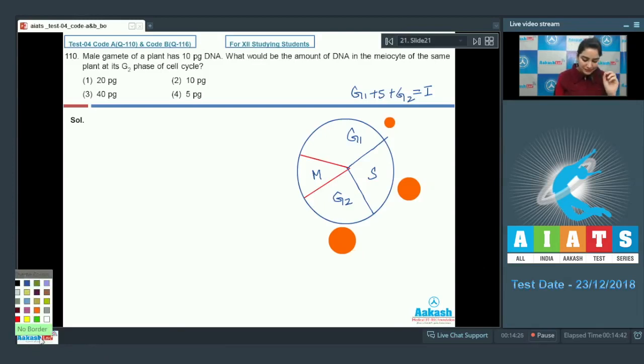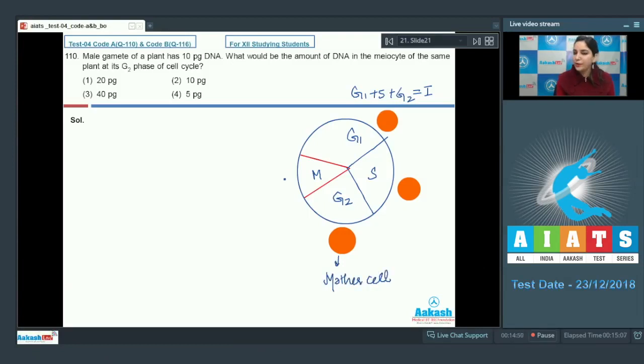Now remember, the question says, so here students, in G1 phase, we don't know what is given. In S phase, we don't know what is given. In G2, we don't know. But what is given? Male gamete. That means one fine day, this mother cell will undergo M phase, and M phase here has to be meiosis because male gametes will be formed only by meiosis. This means that this mother cell will form 4 male gametes because one meiosis leads to the formation of 4 haploid cells.